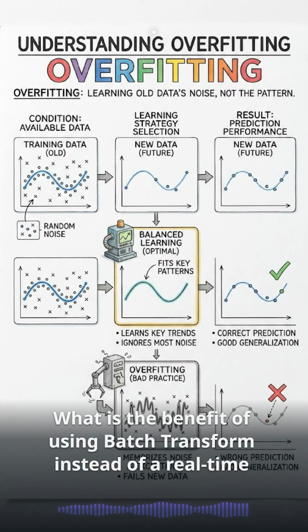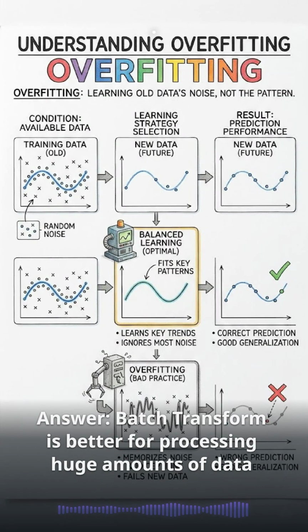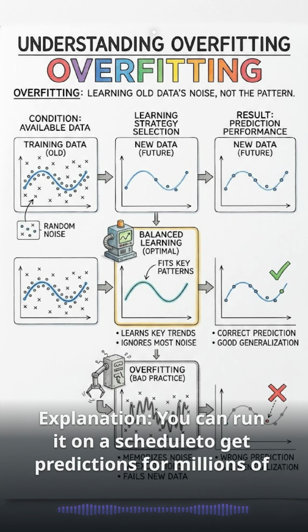71. What is the benefit of using batch transform instead of a real-time endpoint for predictions? Batch transform is better for processing huge amounts of data at once when you do not need instant answers. You can run it on a schedule to get predictions for millions of records, which is often much cheaper.